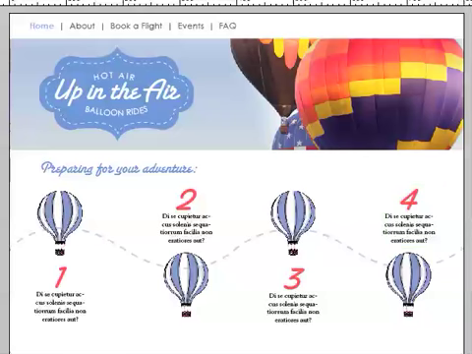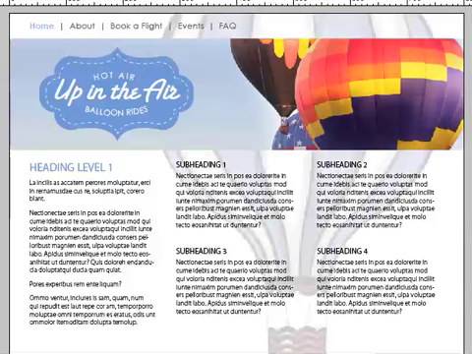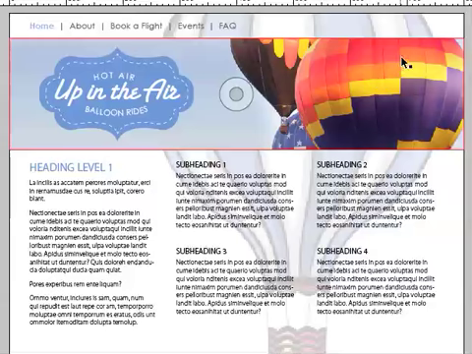Now, the final piece that I want to talk about is called closure. And closure simply means that when the brain is presented with part of something, our brains automatically fill in the rest by default, especially if it's a common shape that we're familiar with. In this case, we've got two examples of the same thing going on here. In the banner, we've got a photo of hot air balloons.